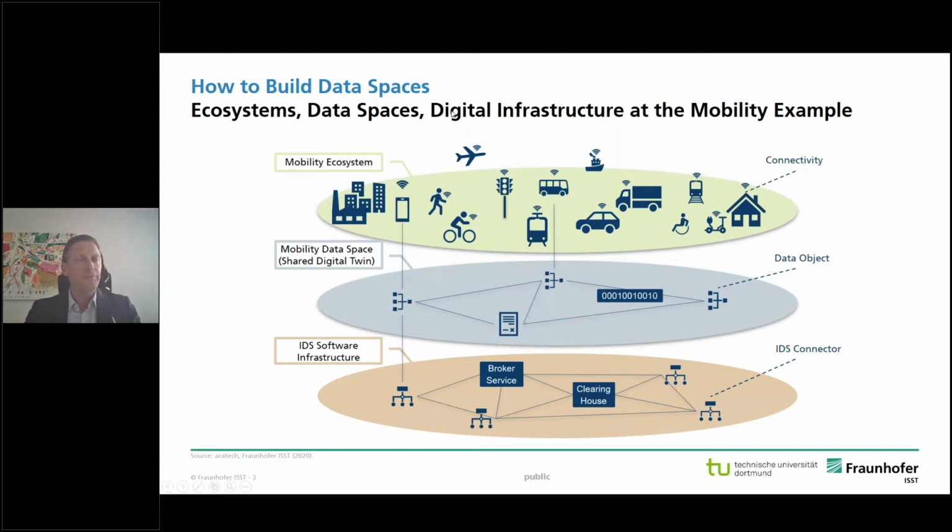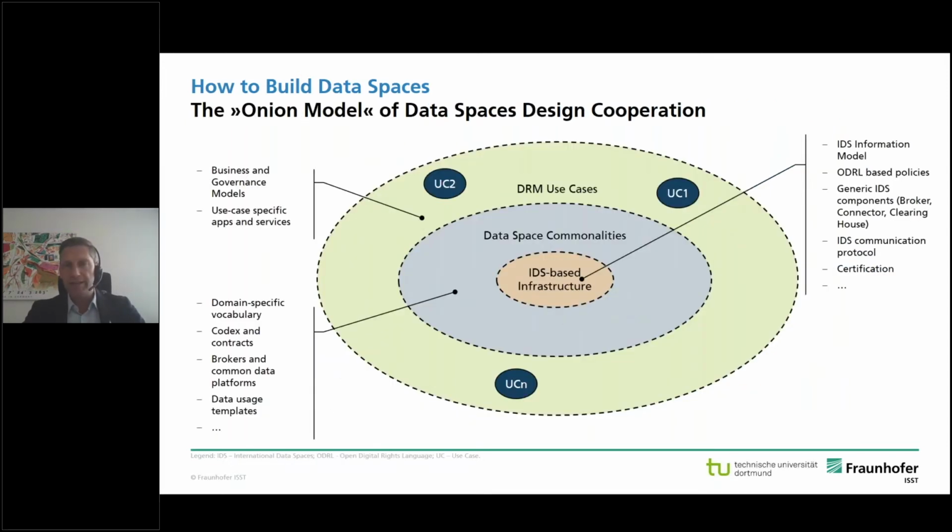So if we then look into the question, okay, I understand these three layers, and there might be 4 or 5, but let's assume it's about these 3 layers. Well, how to distribute the work? Who should do what, right? In this community which comes together to build data spaces. And this is depicted on the next view graph.